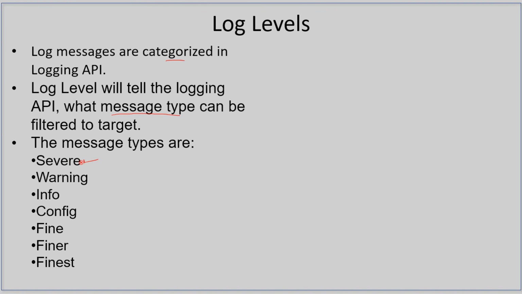That can be treated as an error. Then warning: something may go wrong, so that kind of message is a warning. This is an info-related message category, like saying a user logged into the system, or a new product is added to the inventory. Config: if an application setting is changed, you can use this message type. And these are all for debugging purposes: fine, finer, and finest. So you can decide how deep you want to go into the debugging messages.